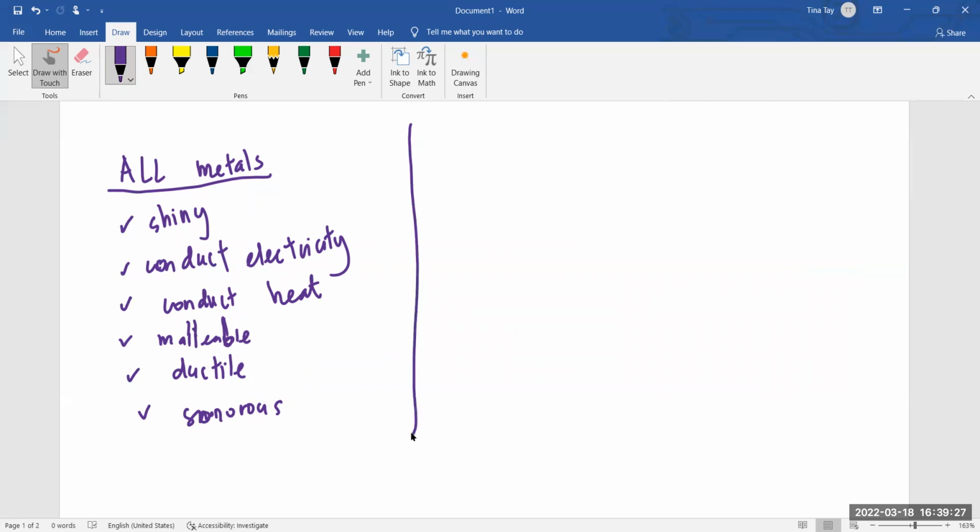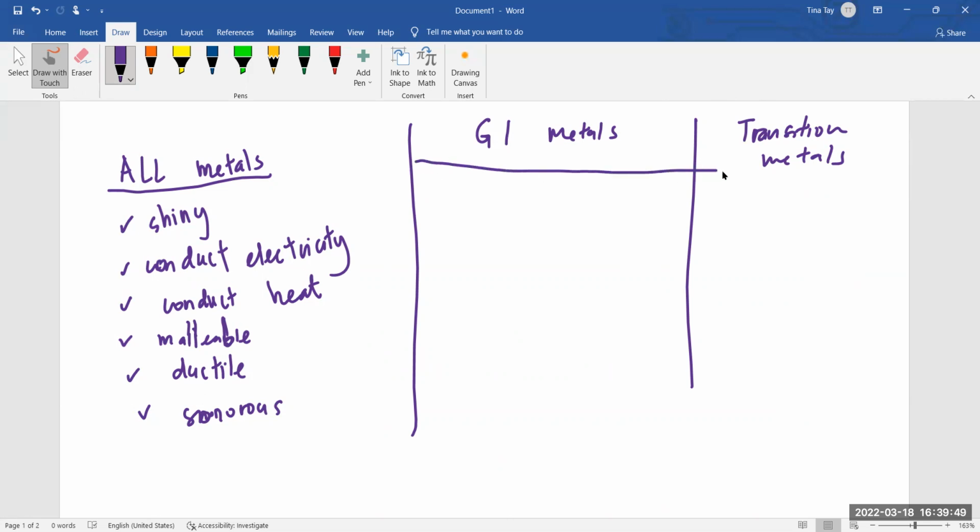However, you need to know about Group 1 metals and you need to know about transition metals. All metals, that means Group 1, Group 2, Group 3, transition metals, can do this. But there is a difference between Group 1 metals and transition metals. They can all do this, but they also have special features. Can you please write this down first?